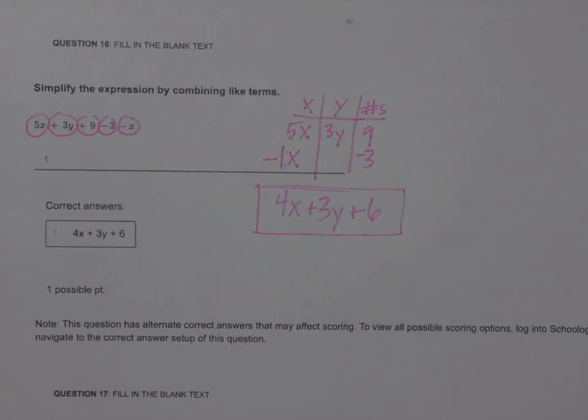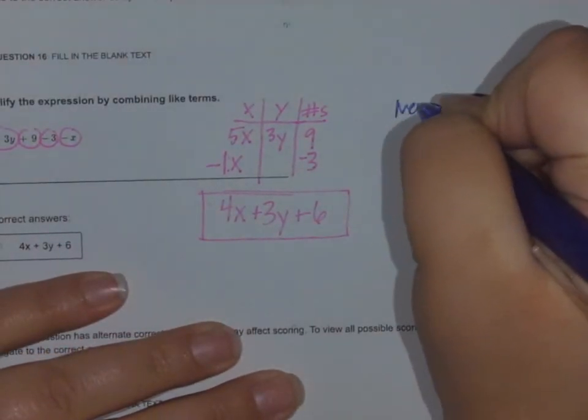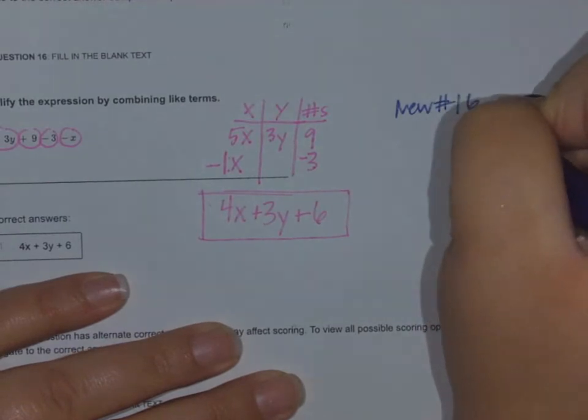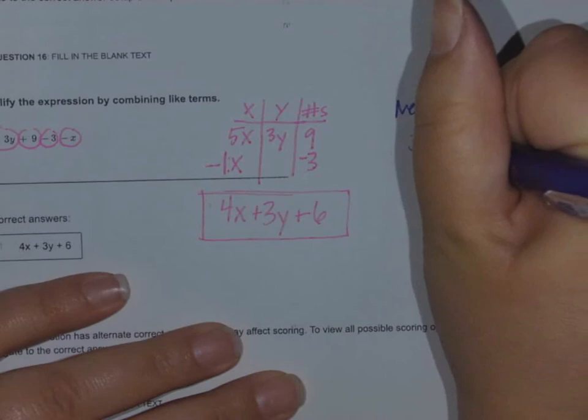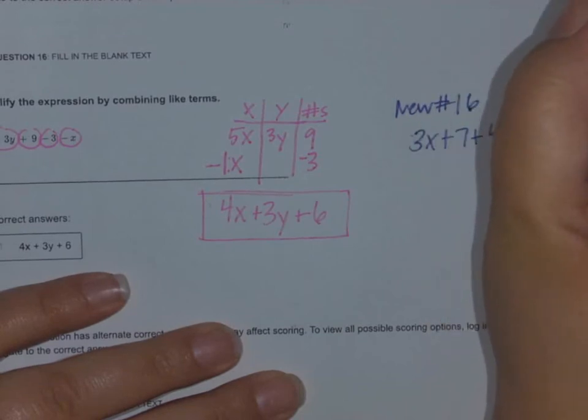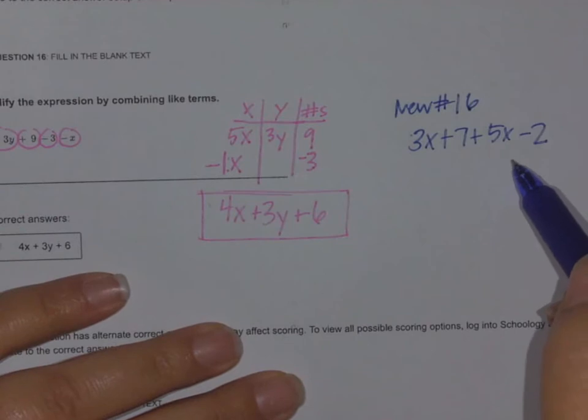Okay, if you missed that problem, go ahead and combine like terms on this one. This is new number 16. You're going to do 3x plus 7 plus 5x minus 2. So go ahead and simplify by combining like terms.